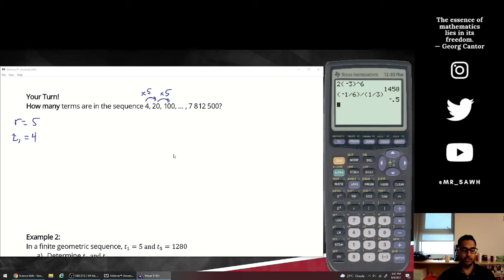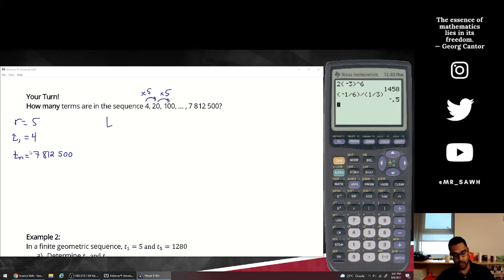And I don't know what term number this last value is. What I do know is it is the last value. So I know that Tn, I can use 7,812,500 as the value I want to find out what its term number is. I know the value of that term, just not what term it actually is. So there's the information I know.